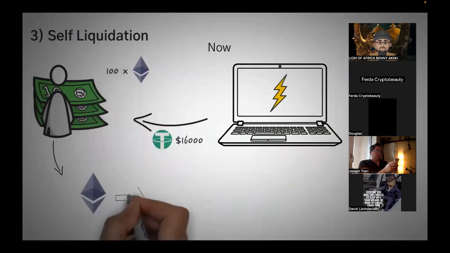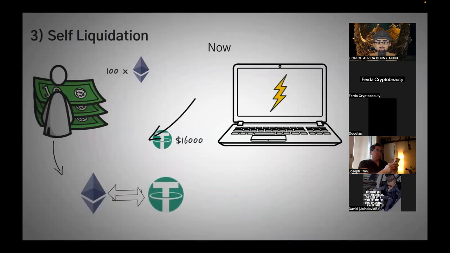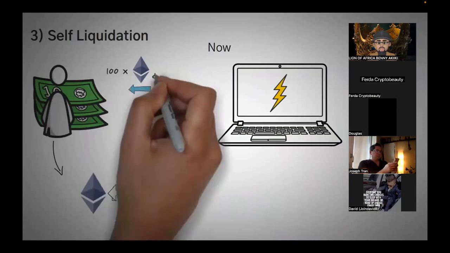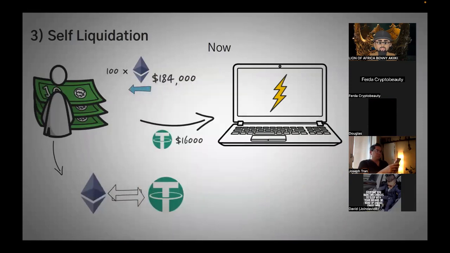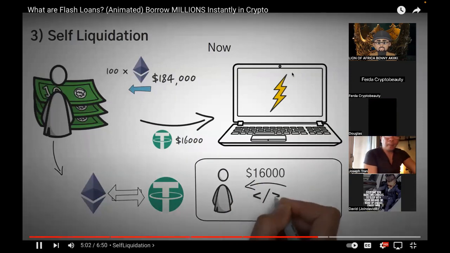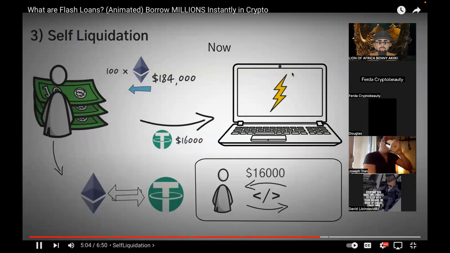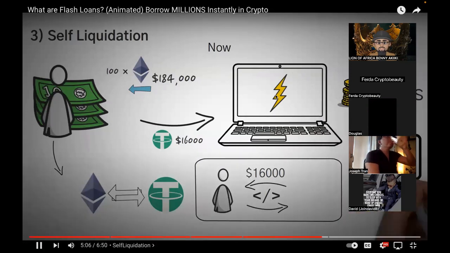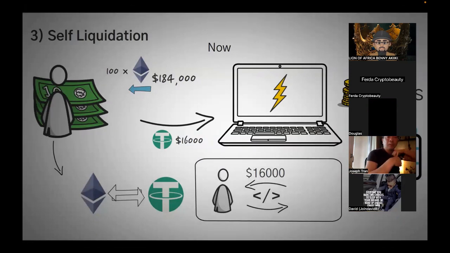Then you immediately take some of that Ethereum, convert it to Tether, and use that Tether to repay your original loan. So now you have withdrawn around $184,000 worth of Ethereum without actually putting any of your own money up front. You liquidated yourself. This is the third use of a flash loan. You borrowed $16,000 in one transaction and used code so that you could pay it back in the same transaction. Now, of course, there were fees, but now you have $184,000 worth of Ethereum sitting in your cryptocurrency wallet.